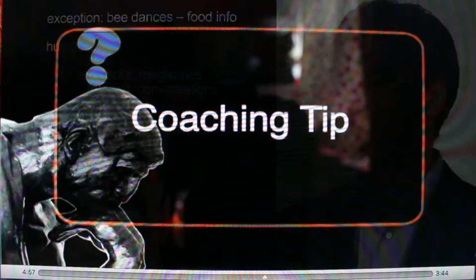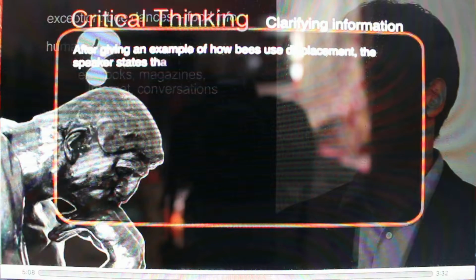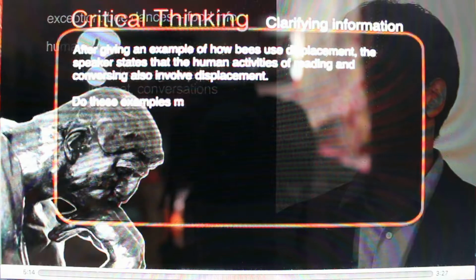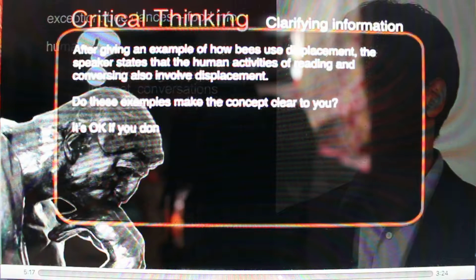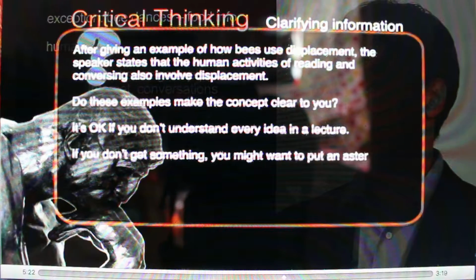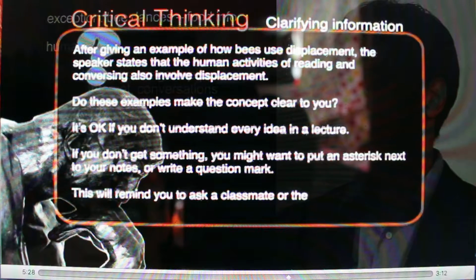Critical thinking. Clarifying information. After giving an example of how bees use displacement, the speaker states that the human activities of reading and conversing also involve displacement. Do these examples make the concept clear to you? It's okay if you don't understand every idea in a lecture. If you don't get something, you might want to put an asterisk next to your notes, or write a question mark. This will remind you to ask a classmate or the speaker for clarification. If coming up with your own example makes the concept clearer, then do that too.